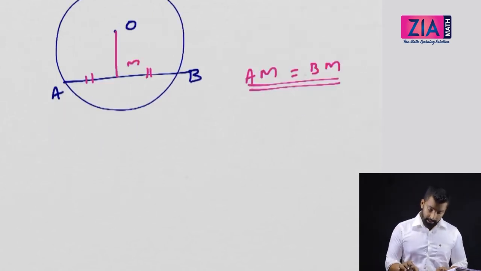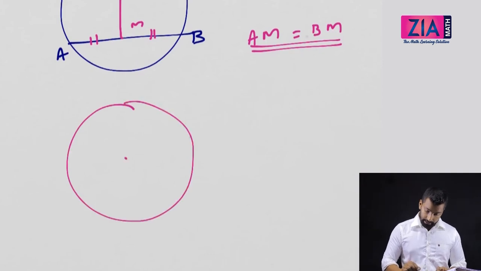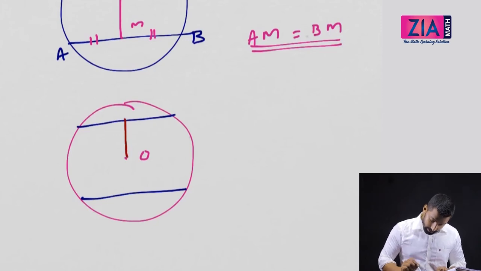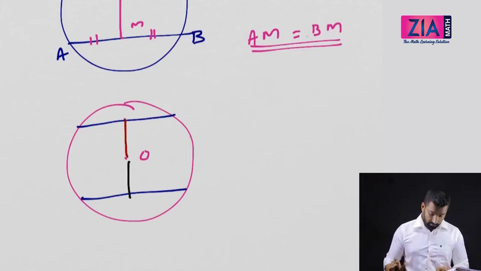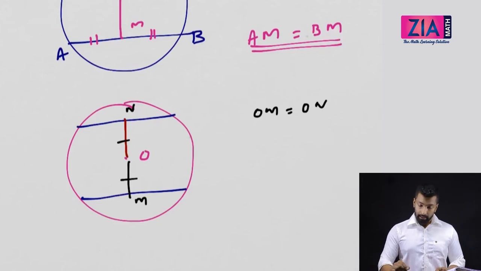One more property is basically an extension of the same thing. Take a circle and let O be the center. Now take two secants at the same distance, meaning this distance and this distance are the same. If you name the feet of the perpendiculars M and N, then ON and OM are the same. OM is equal to ON.